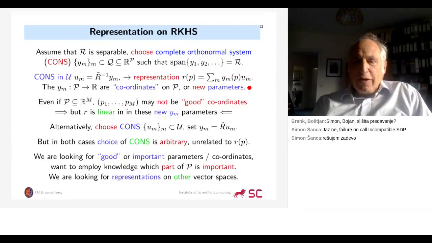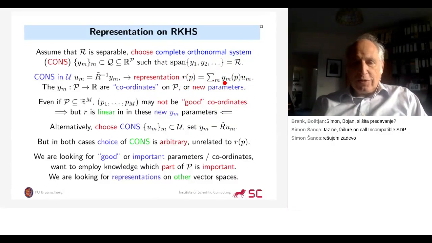So now we have a separated representation. The U's are vectors in the space U, and these are scalar functions of P. These are kind of coordinates on P, and you can say they're new parameters. And the nice thing is this R of P is linear in these new coordinates. So that's the important thing. Good.